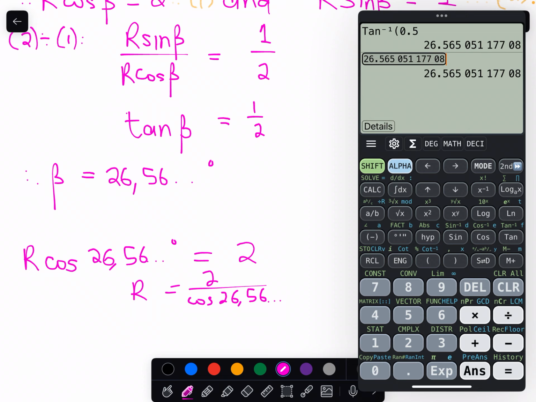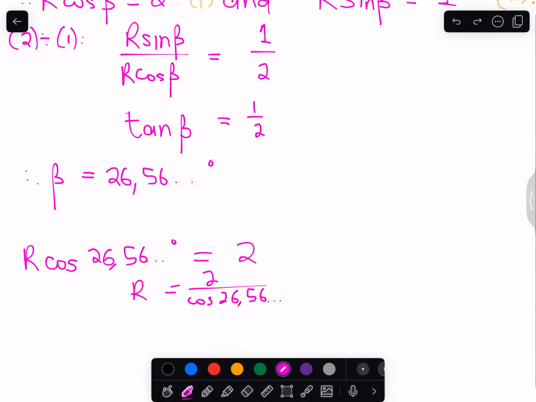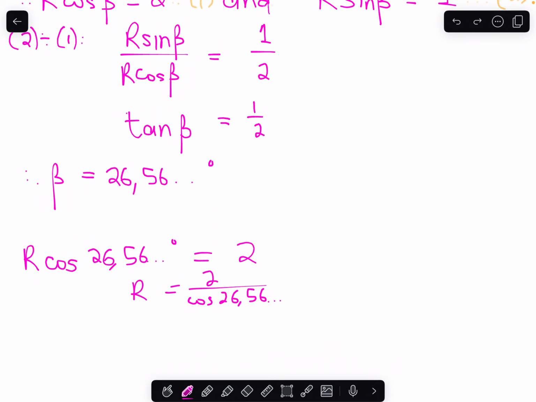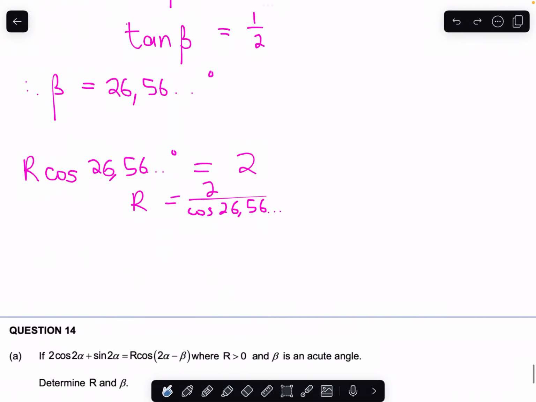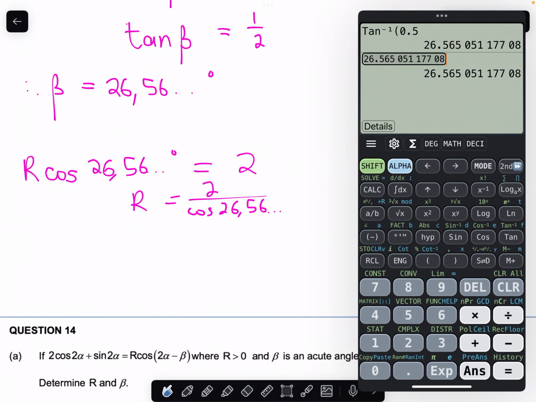So this is why we can just put it in here as a single value, as opposed to plus k times 180, which would have complicated solving this equation, because then I would have had to consider all the possible values for beta. But we only have one possible value, given the information we're provided with. So I want to store this. So 2 divided by cos of that number.